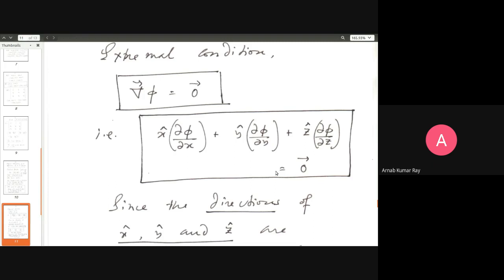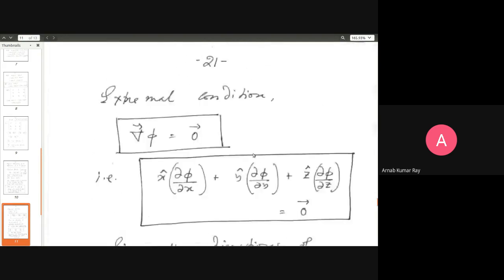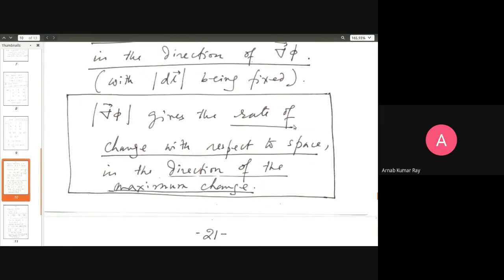How did you find the extremal condition? Del h, del x is equal to 0, del h, del y is equal to 0. Okay. So that is the interpretation of the gradient operator. Two things we have concluded from the gradient operator. First, the gradient operator applied on a scalar function gives the rate of change in the direction along which the maximum change is happening. That's the first conclusion as given here in this box.